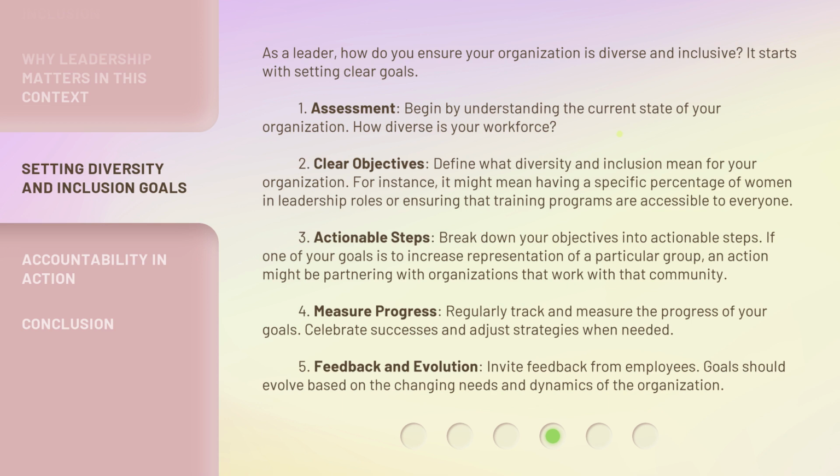4. Measure progress. Regularly track and measure the progress of your goals. Celebrate successes and adjust strategies when needed. 5. Feedback and evolution. Invite feedback from employees. Goals should evolve based on the changing needs and dynamics of the organization.